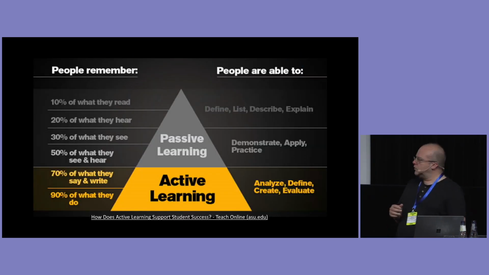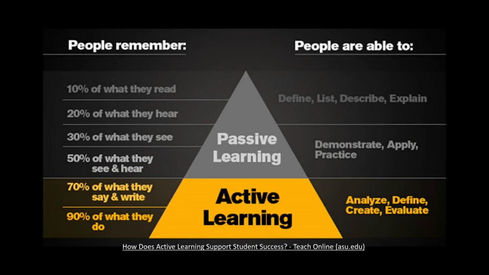So this is an image that is often shown in this active learning context. You remember 10% of what you read, 20% of what you hear, 30% of what you see, and 50% of what you hear and see. But if you go into the active learning part here, you remember 70% of what you say and write, and 90% of what you do.